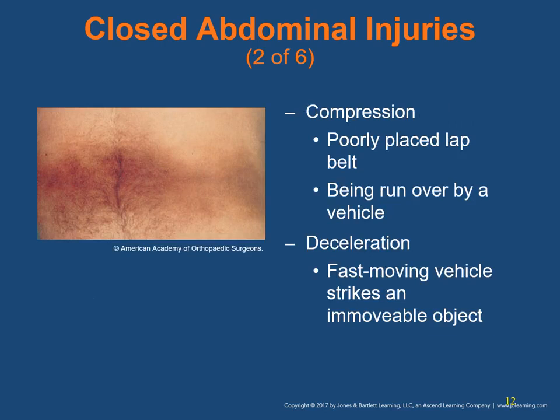Compression. Typically caused by a poorly placed lap belt, creates an injury pattern called a clasp knife injury. Can also be caused when a person is run or rolled over by vehicles or objects. Deceleration. Person or the vehicle that he or she is traveling in strikes a large, immovable mass, such as a larger vehicle, a bridge, ambulance, or the ground.